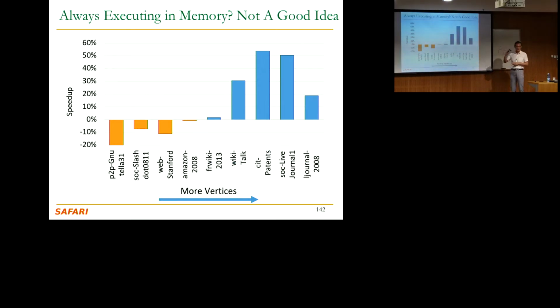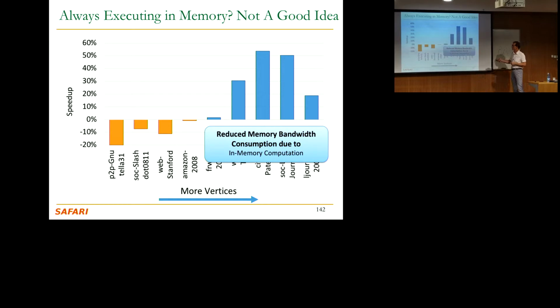So we've also done this study. Is it always a good idea to execute in memory? That's not a good idea. Basically, these are the workloads that we've examined, and these are graphs with more vertices as you go to the right. And there are cases, if you always execute in memory, you lose in these cases because your cache actually provides you a very good locality and high bandwidth. In this case, your cache is not sufficient, so you gain. So basically, you reduce the memory bandwidth consumption due to in-memory computation over here.